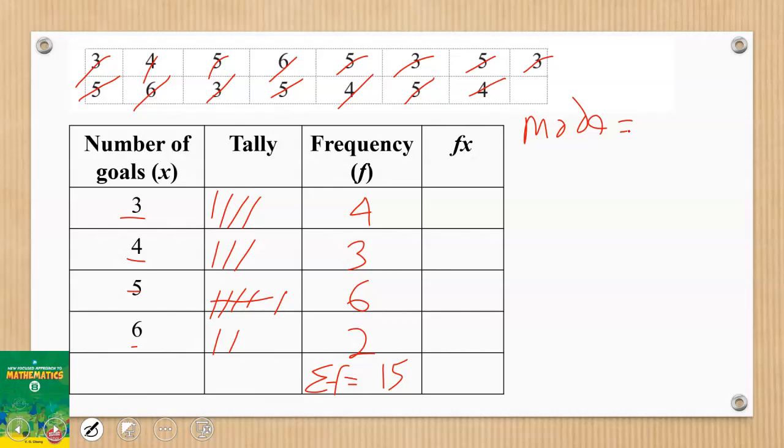Okay, now for us to find the mode, based on our previous lesson, the mode is the highest frequency, and the highest frequency is 6. So then our modal number of goals is 5.